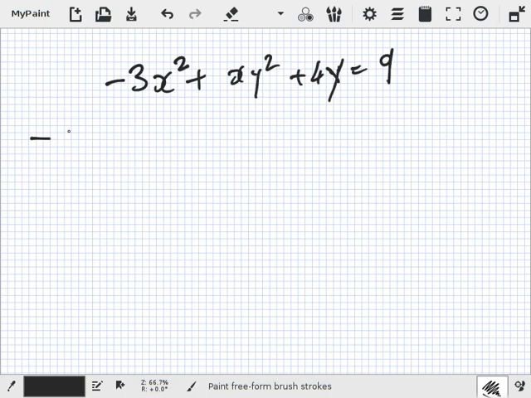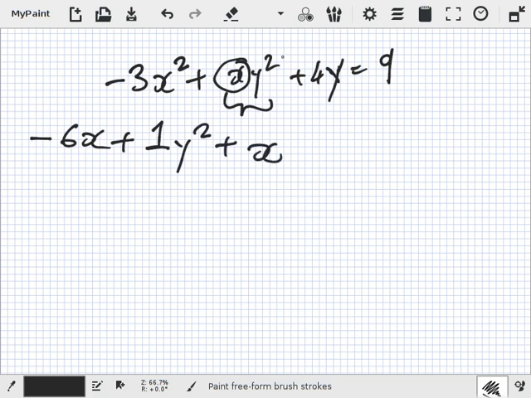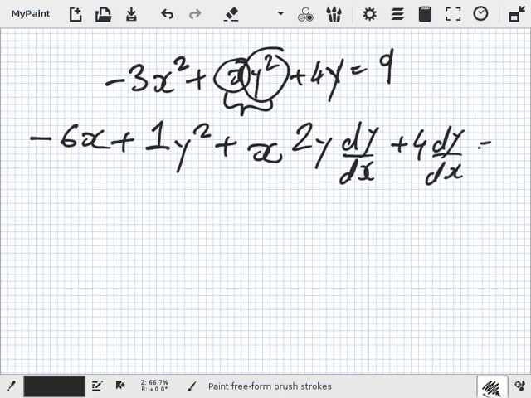So, let's differentiate this. What's the derivative of minus 3x squared? Well, that's minus 6x. Now, this is a product rule because you are multiplying x and y squared. So, firstly, what's the derivative of x? Well, be careful. Derivative of x is 1. Y squared, plus x times the derivative of y squared, which is 2y dy dx. What's the derivative of 4y? 4 dy dx. Good.